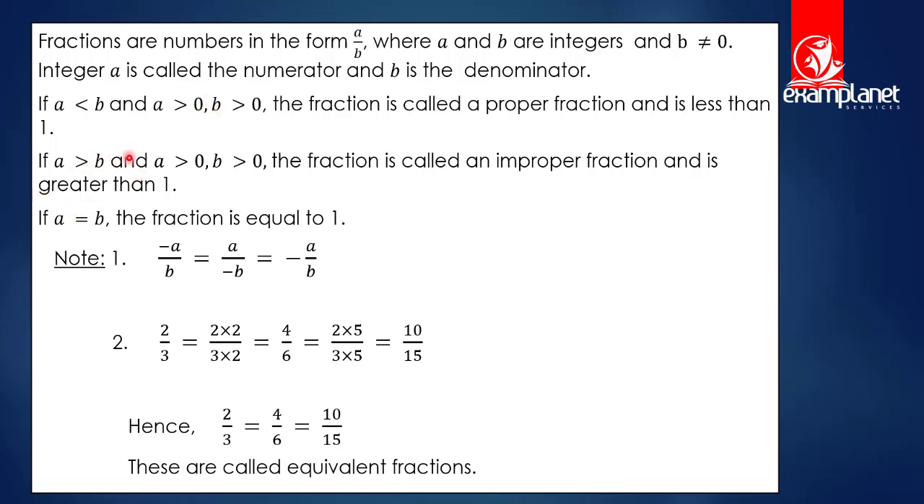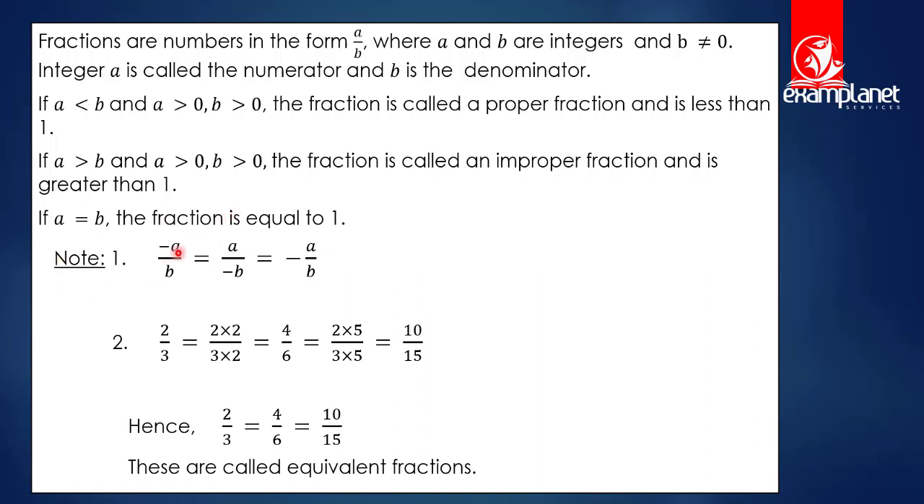Then if a is greater than b and a is positive and b is also positive, then the fraction is called an improper fraction and it is greater than 1. So for an improper fraction, the two numbers must be positive before they can be greater than 1. Alright, so if your numerator is bigger than the denominator and they are both positive numbers, the fraction is an improper fraction and is greater than 1. Now if a is equal to b, the fraction is simply equal to 1, because a will cancel b, then you have 1.